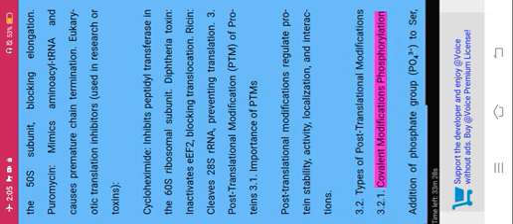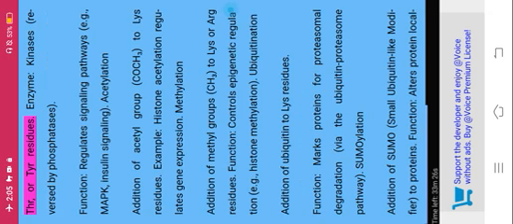3.2.1. Covalent modifications. Phosphorylation: addition of a phosphate group to serine, threonine, or tyrosine residues. Enzymes: kinases, reversed by phosphatases. Function: regulates signaling pathways, e.g., MAPK, insulin signaling. Acetylation: addition of an acetyl group to lysine residues. Example, histone acetylation regulates gene expression.